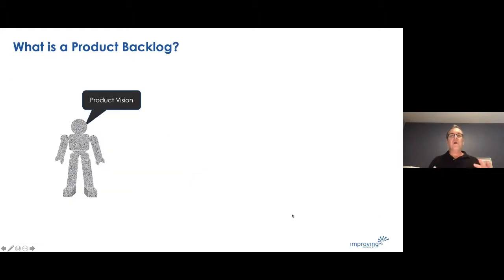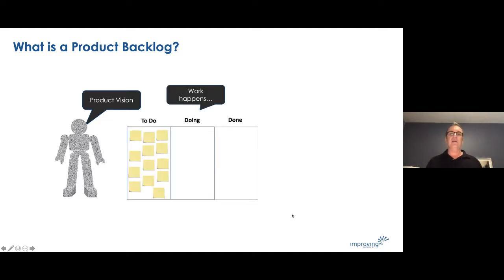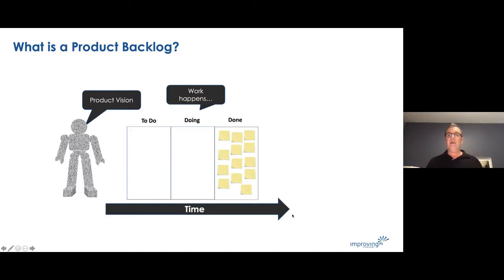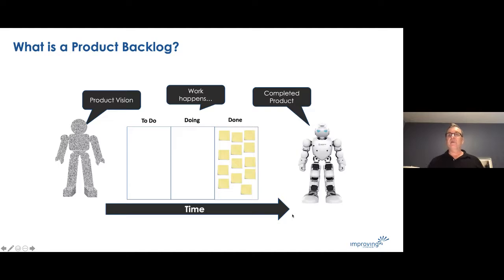So knowing what our product is job one. And then the next step is, how do we establish our product backlog? So you want to start with some type of a rough sketch of vision of what your product is. And then once you have that vision, you have a bunch of work to do that's involved in building this product. And then at some point in time, all that work gets done. And then we have a completed product.